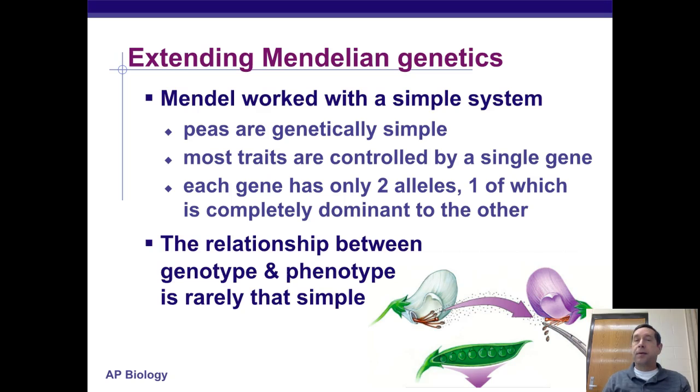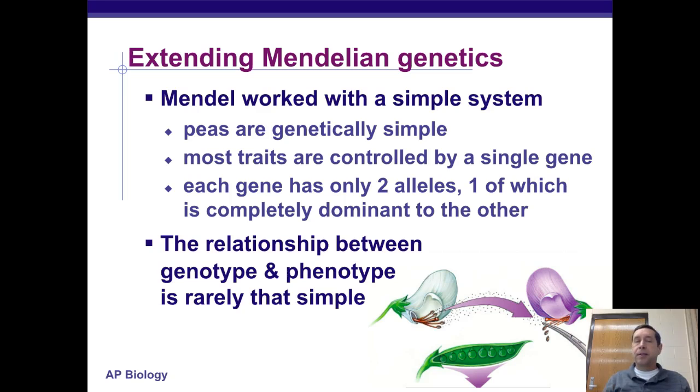So Mendel worked with a very simple system. Peas are genetically simple. Most traits are controlled by a single gene. Each gene only had two alleles. One was completely dominant to the other. And it made interpreting the results pretty simple. We talked about why that was helpful for Mendel.